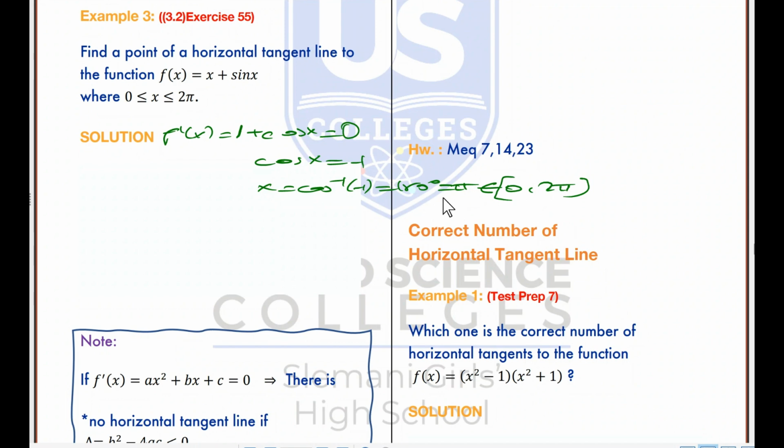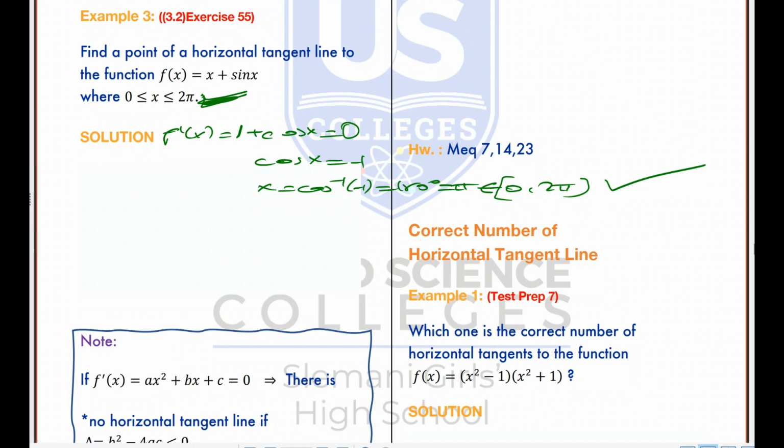Yes, pi is in between. Pi is in the given interval. It's important to check the interval. Sometimes the value that we find will be outside of that interval, so we will say no point of horizontal tangent line. Since our result is inside that given interval, we have a horizontal tangent line.